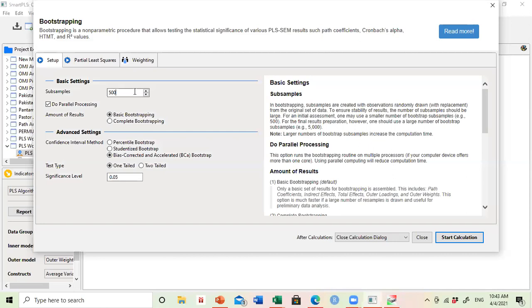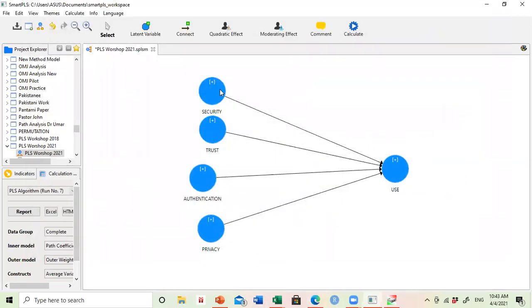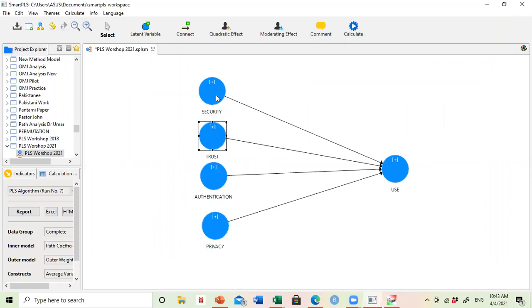Okay. In this case, let's go back to our model and close this one. We hypothesize that there is a positive relationship between all these. Security is positively related to use. Trust is positively related to use. Authentication is positively related to use. Privacy also is positively related to use. In this case, we use one tail.